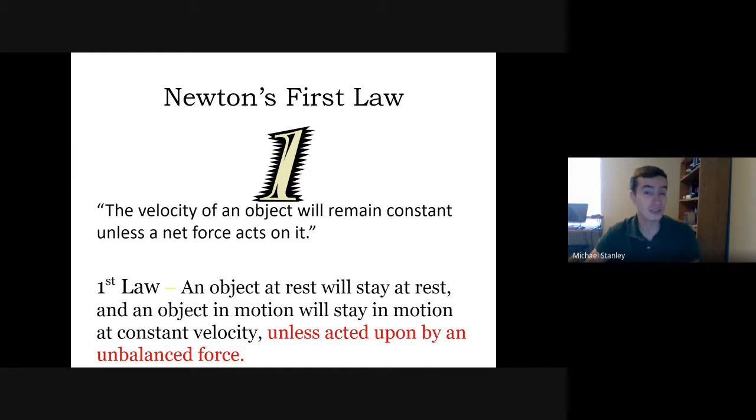It essentially means that something that is standing still will remain standing still unless something comes along and pushes it or pulls on it or shakes it or something like that. Same thing with objects in motion. If something is moving, then it won't stop moving until there's some sort of a force that is acted on it.